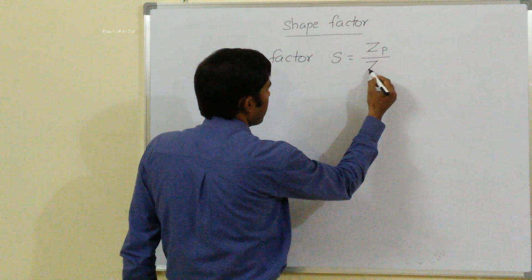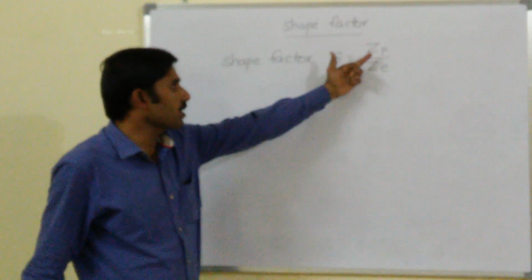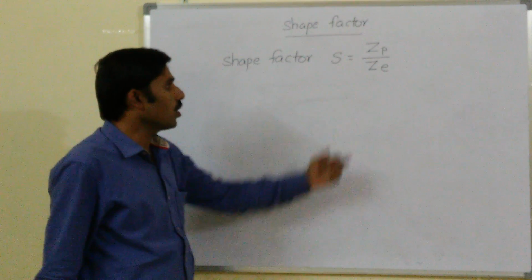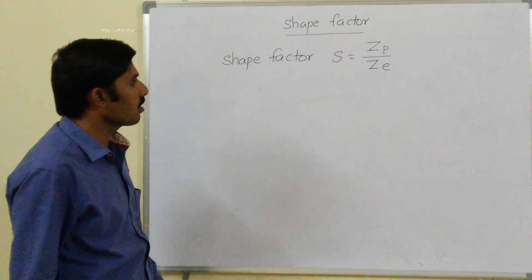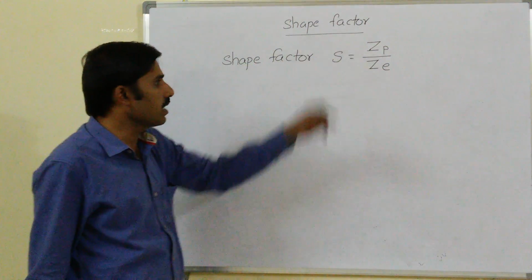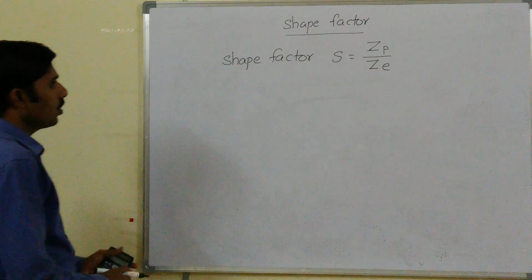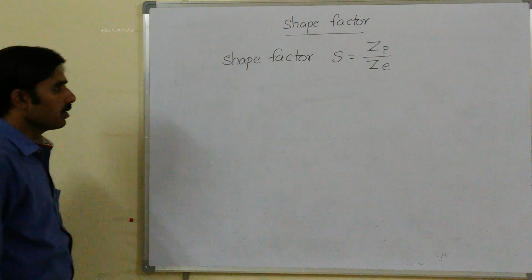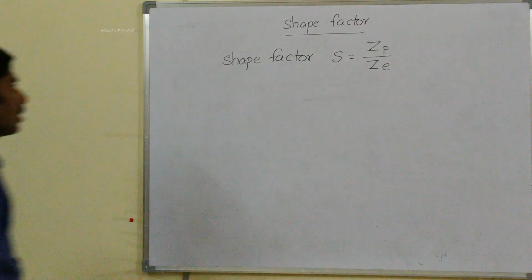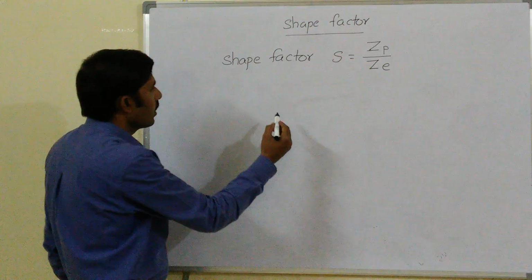Zp by Ze. So already we know how to find plastic modulus for a section and how to find elastic modulus or section modulus of a section. So that ratio Zp by Ze is called the shape factor of a particular section. Now we will see shape factor for different sections. First we will see for a rectangular section.